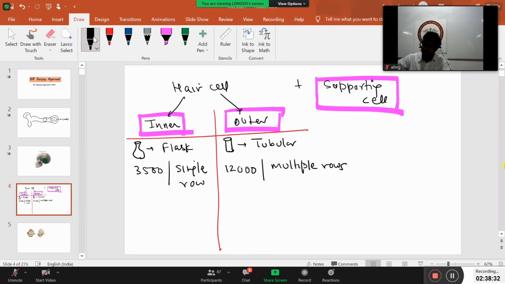The next difference is inner hair cells have no emission, but outer hair cell produces an emission called autoacoustic emission.